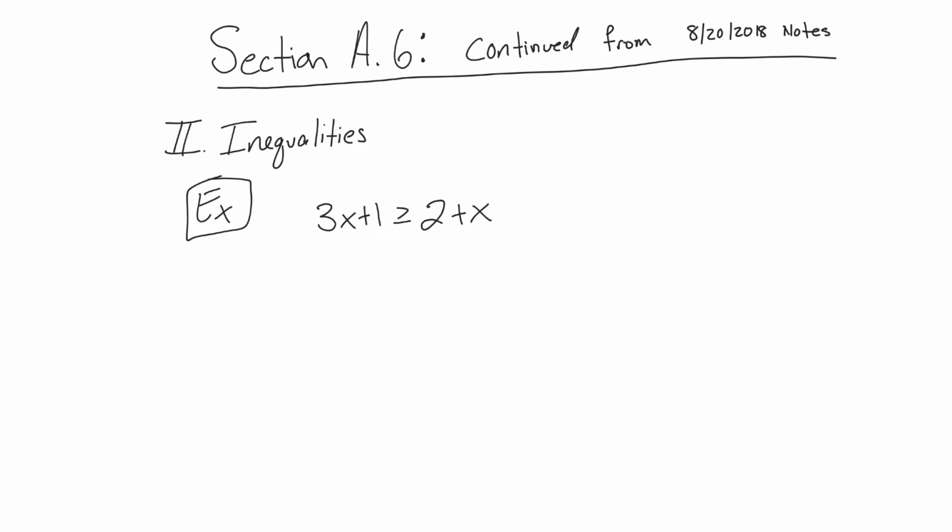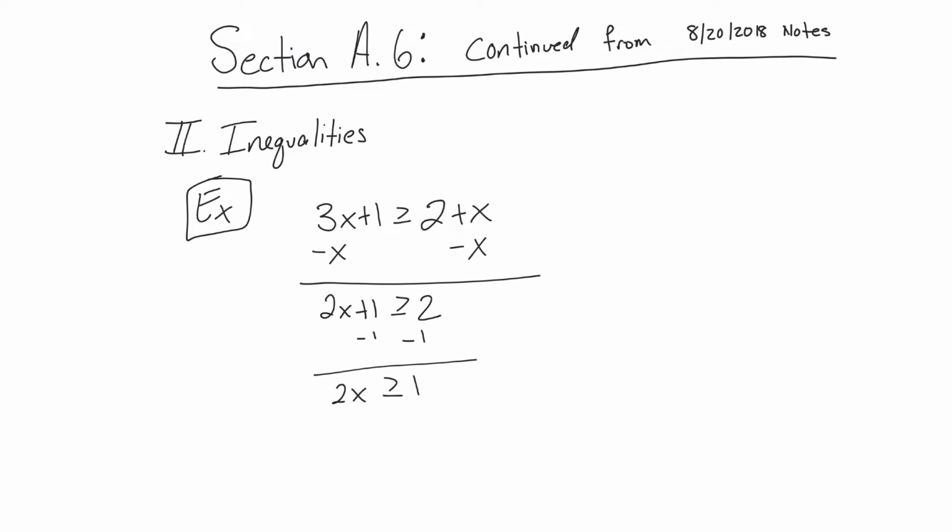So we need to solve this inequality and get all of the x's on one side by themselves. I really like to have my x's on the left-hand side, so I'm going to move this x over by subtracting it. That's going to leave me with 2x plus 1 is greater than or equal to 2. Now I'm going to subtract 1, so 2x is greater than or equal to 1, and then divide by 2. So I get x is greater than or equal to 1/2. This is the solution to that inequality.